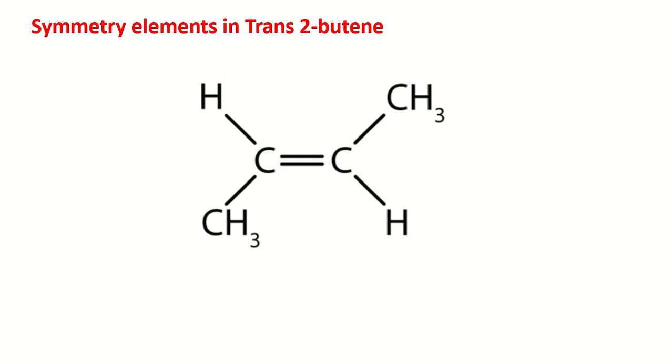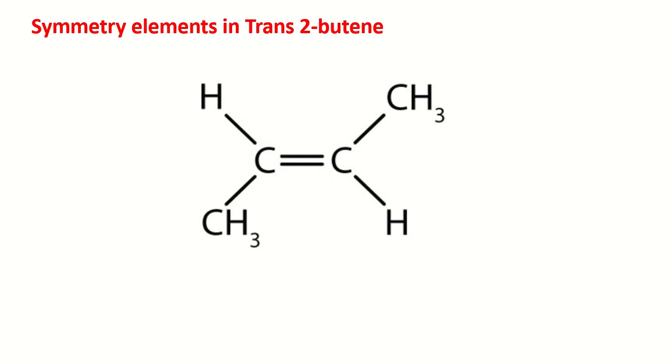Here is another example, trans-2-butene. So first of all, for the construction of a multiplication table of any molecule, we have to write down the complete set of symmetry elements as well as operations. So students, let us find different symmetry elements and operations in trans-2-butene.